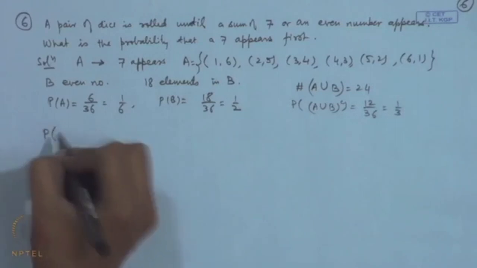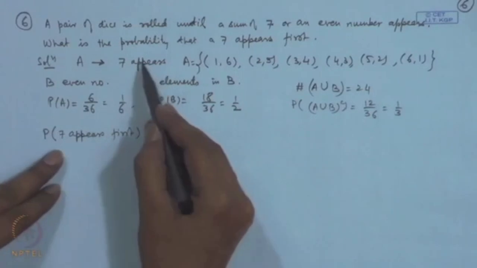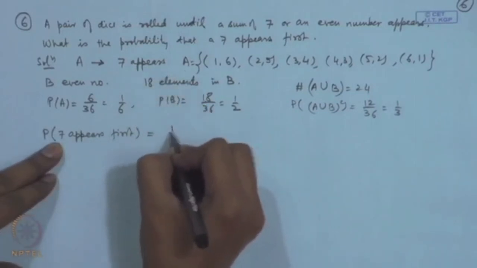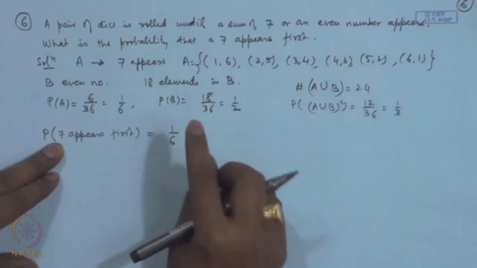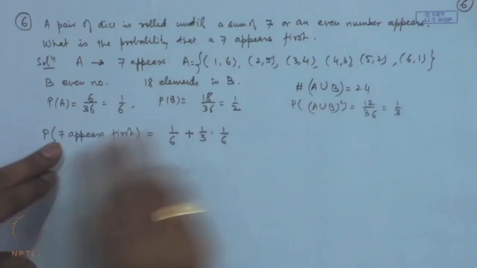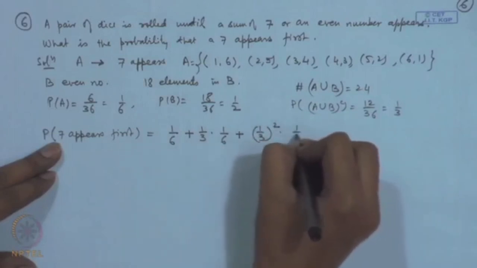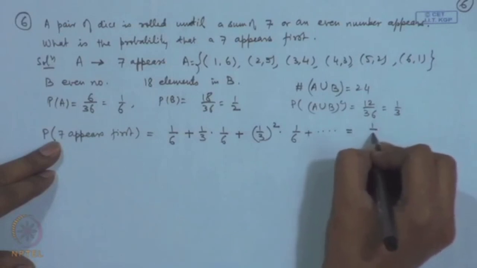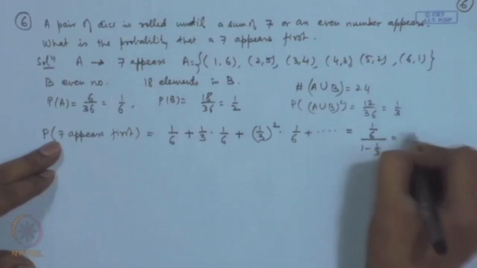So, what is the probability that 7 appears first? Now, this means that the event A occurs in the first throw itself. So, that means the probability is 1 by 6, or in the first throw 7 does not occur, also even number does not occur. If that is going to happen, then the probability of that is 1 by 3, and in the second throw 7 occurs. Or in the first two, this does not occur, in the third one it occurs. So, you get it as an infinite geometric series. The sum of this is simply equal to 1 by 6 divided by 1 minus 1 by 3, that is 2 by 3. So, you get 1 by 4.